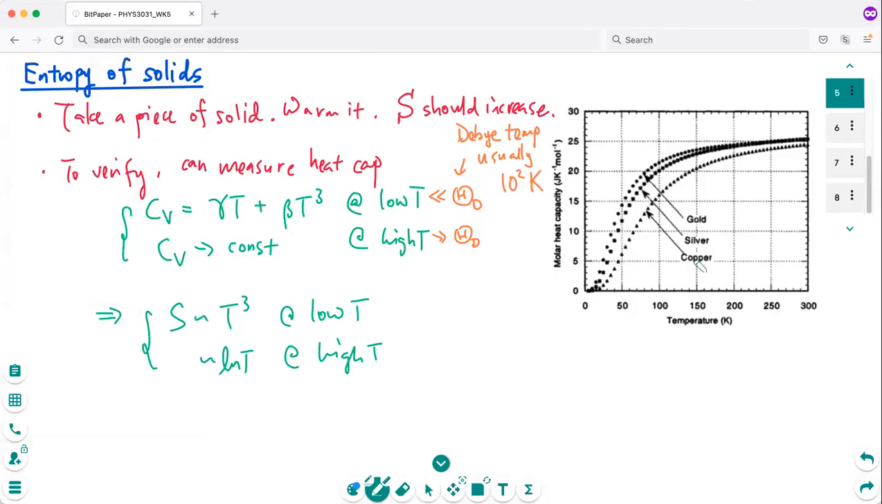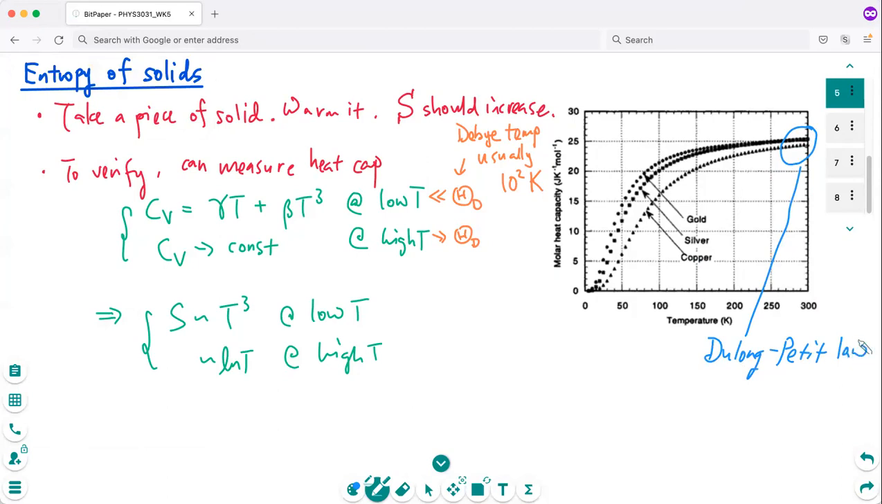Now, the high temperature result, this constant result, there's a name for this. So at this part of the curve, this is called the Dulong-Petit result. Dulong-Petit law even. So what does it mean?